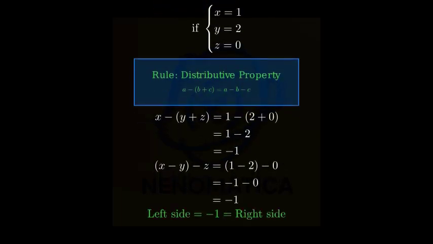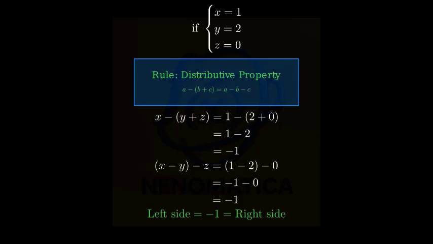When we have an expression like x minus the quantity y plus z, we're subtracting the entire sum y plus z from x. By the distributive property, this is equivalent to subtracting each term individually. So, x minus the quantity y plus z equals x minus y minus z. We can also think of this as x minus y, and then subtracting z from that result, which gives us the quantity x minus y minus z.